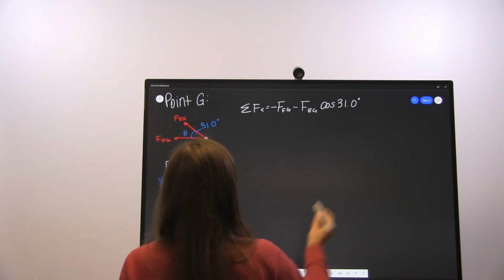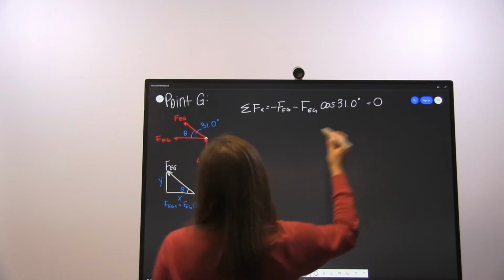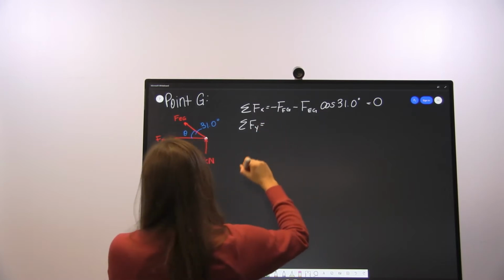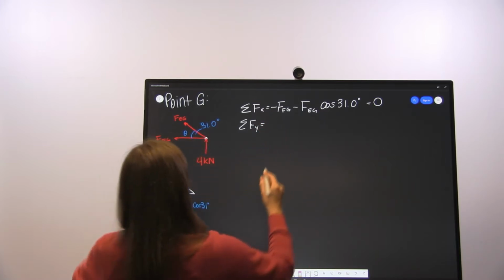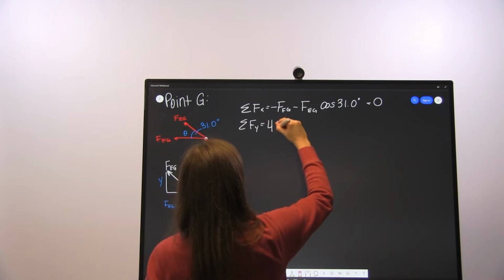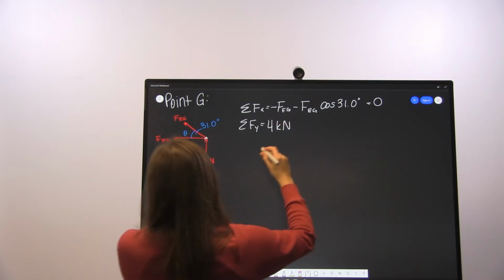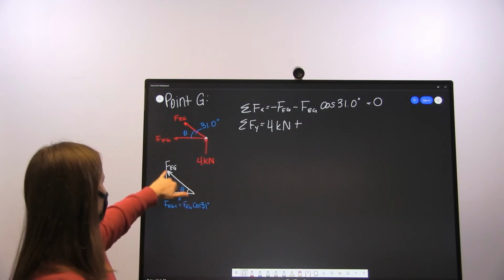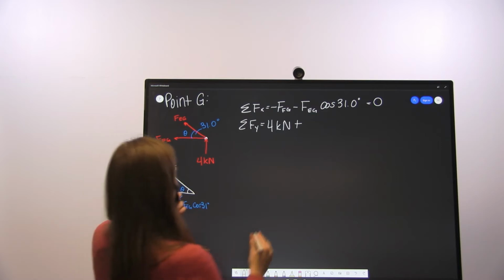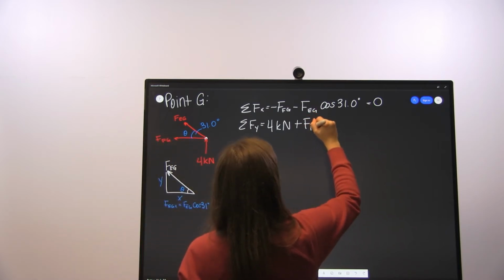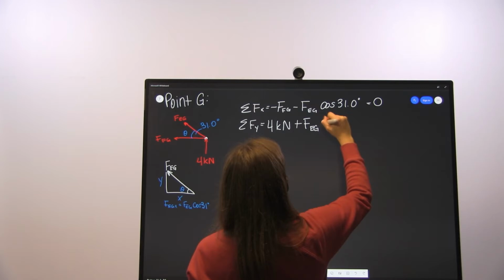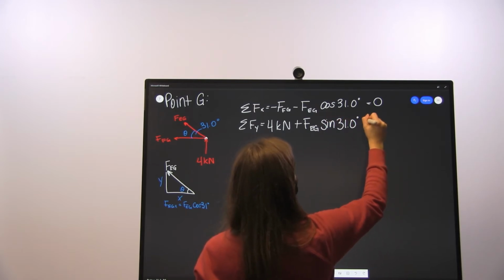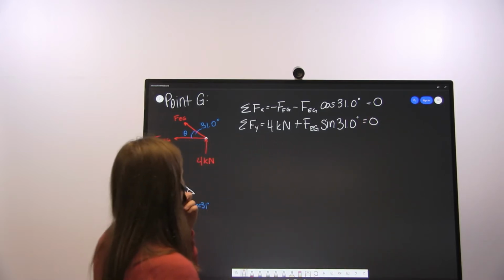So from there, this is equal to 0, and then we're going to write our forces in the y direction. This is going to be a positive 4 kilonewtons because it's going upwards, and then plus our force of EG in the y direction, plus EG sine of 31.0 degrees equals 0.